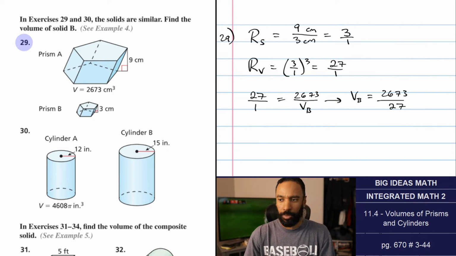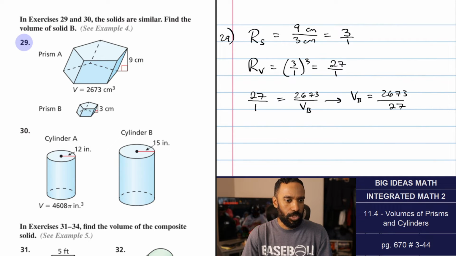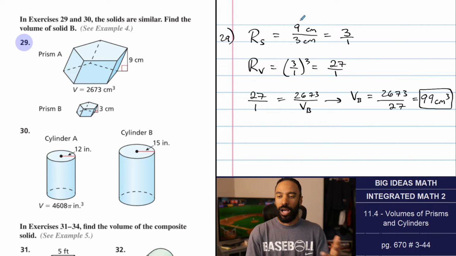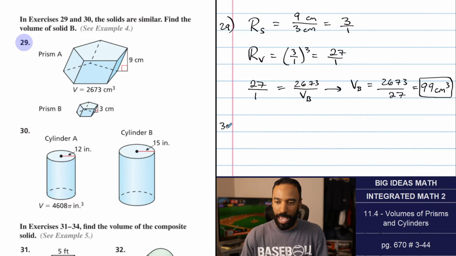And that number, I believe that's 99. Just because it's one away from what 2700 would be. So 2673 divided by 27 is 99. Yeah. So that's 99 cubic centimeters. And that's the volume of that one. A lot of this you could kind of do, like I could have probably done that within like 5 seconds in my head in that same kind of way.